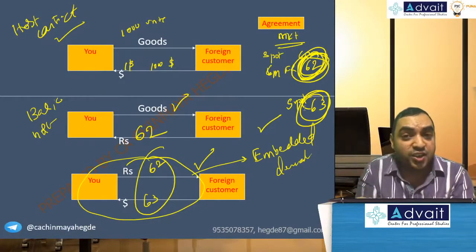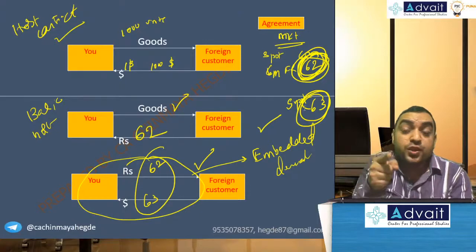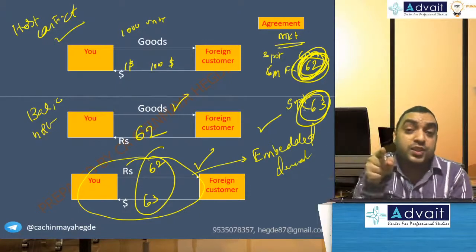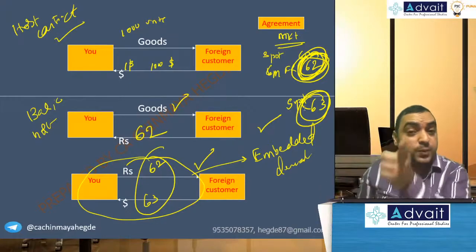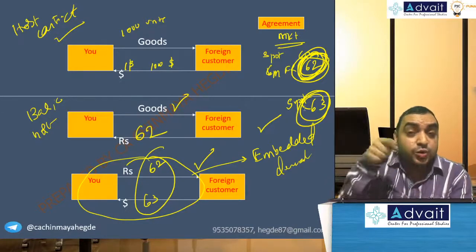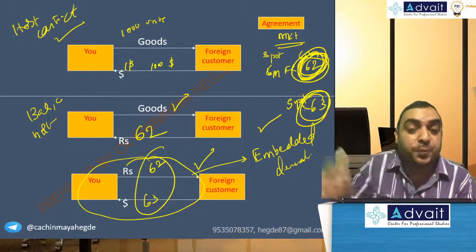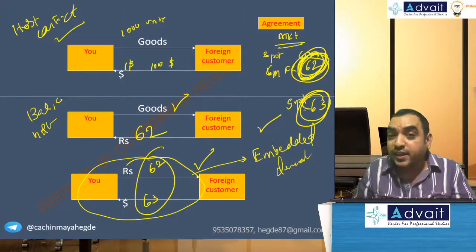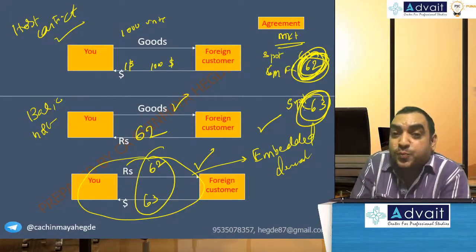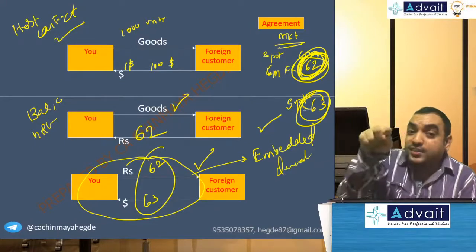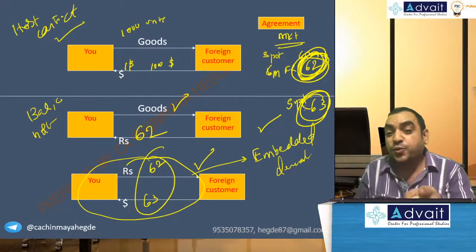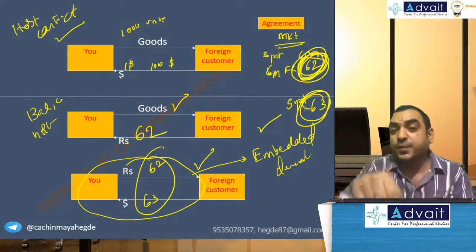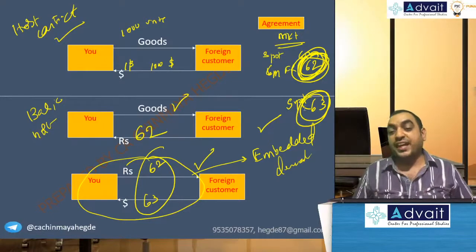And for this forward contract to get dollars, what was your thinking? What do you think it was worth? 6 months back, you were thinking this is worth 62 rupees. But today it is actually worth 63 rupees. You thought the dollar was worth 62, but now it is 63. So 1 rupee is exceeding your expectation, so 1 rupee is your gain.